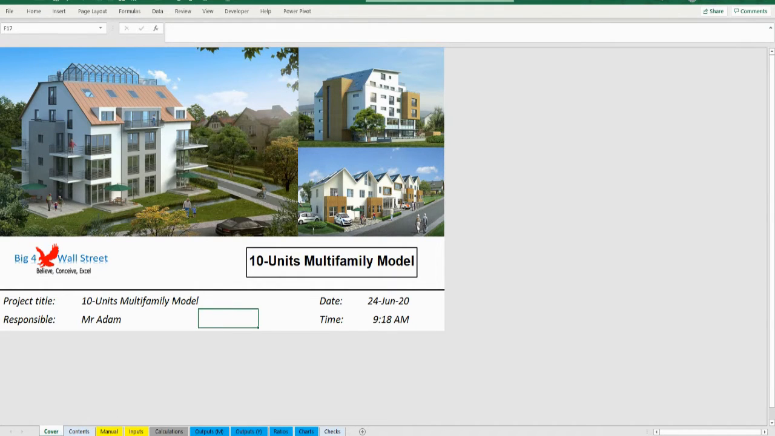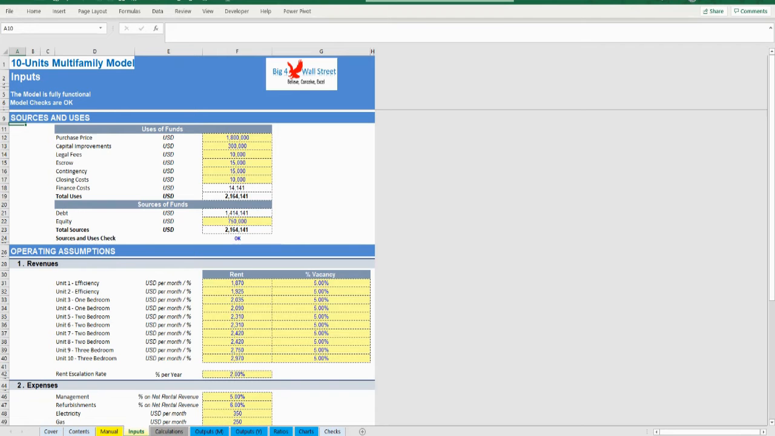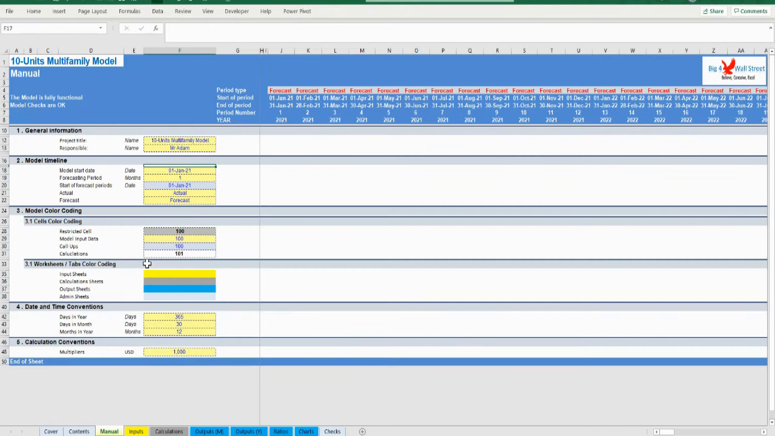So, a quick overview of the model. In the Contents tab you can see the structure of the model, and you can click on any of the headlines to be redirected to the relevant worksheet. On the Manual tab you can feed the general information for the model such as model name, responsible, timeline of the model and date and currency conventions. Additionally, there is a description of the color coding of the model in the same tab.